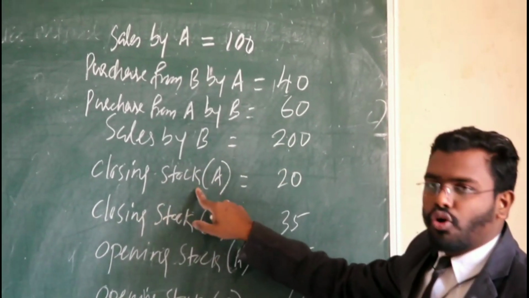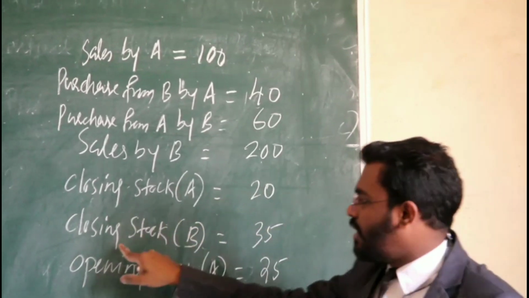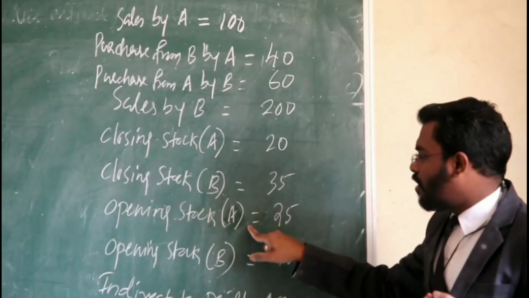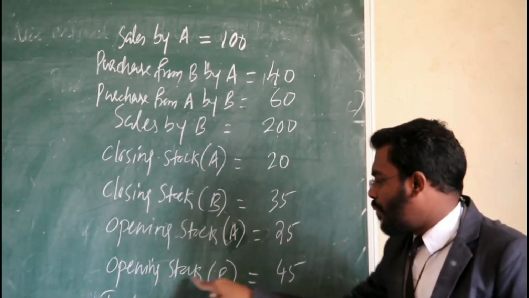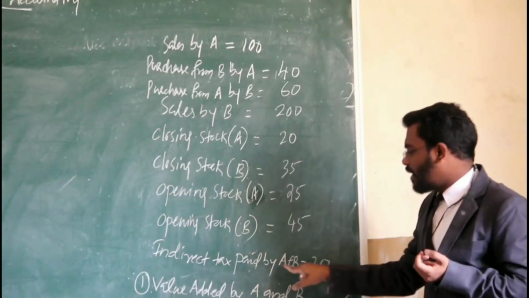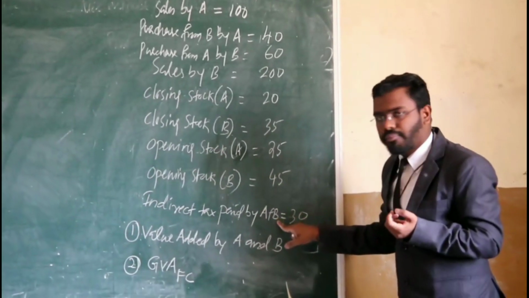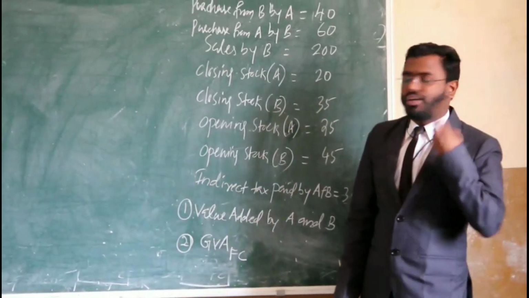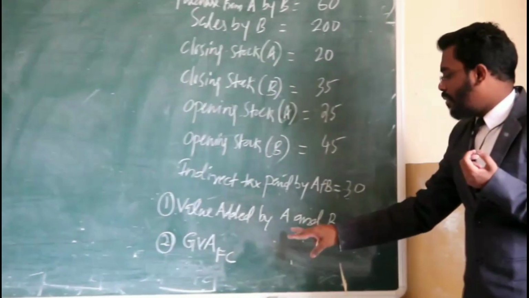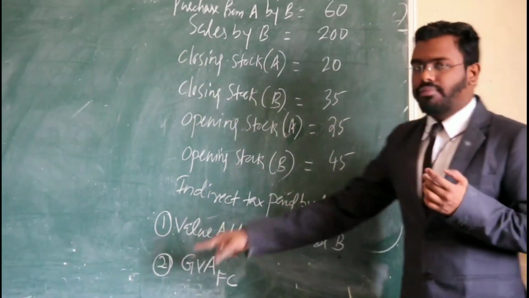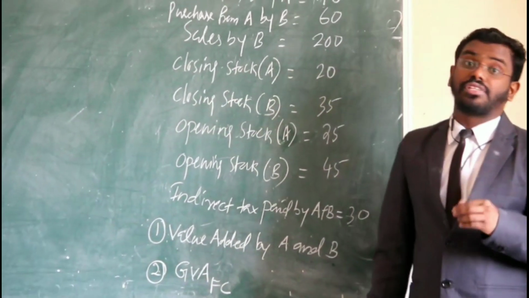Then closing stock of firm A, it is 20. Closing stock of firm B, it is 35. Opening stock of firm A, it is 25. Opening stock of firm B, it is 45. And indirect tax paid by firm A as well as firm B, it is 30. And here you need to calculate value added by firm A and value added by firm B. At the same time, calculate GVA FC also.